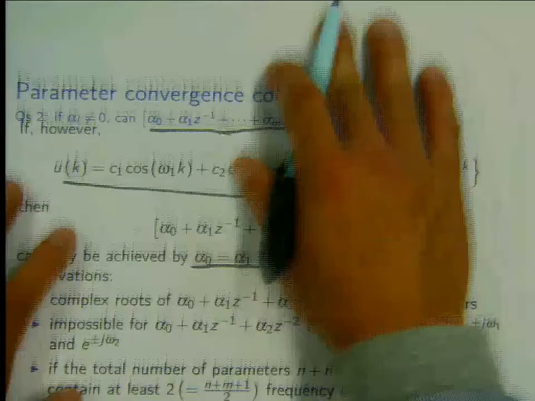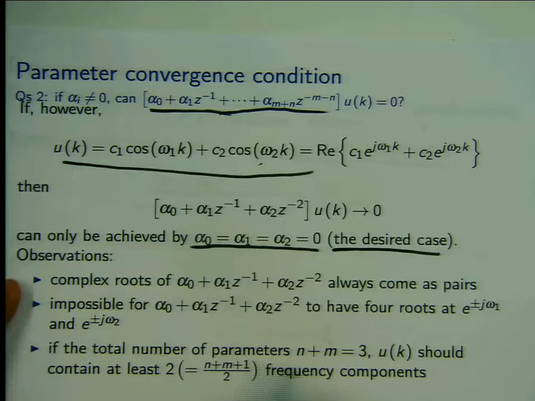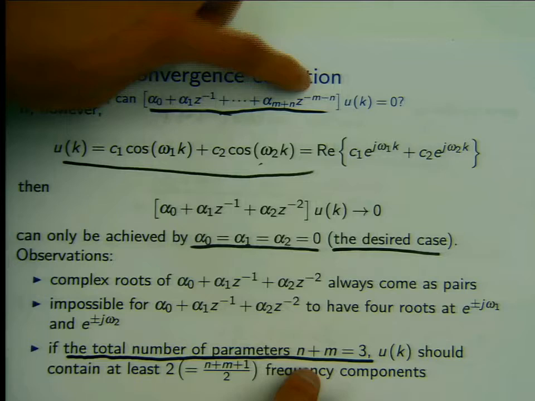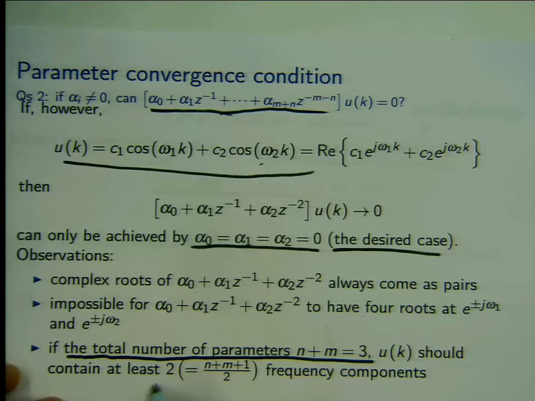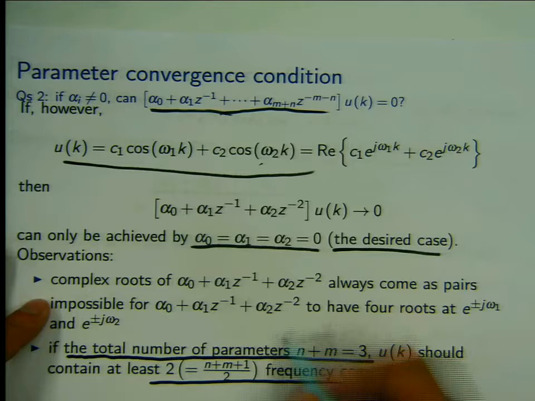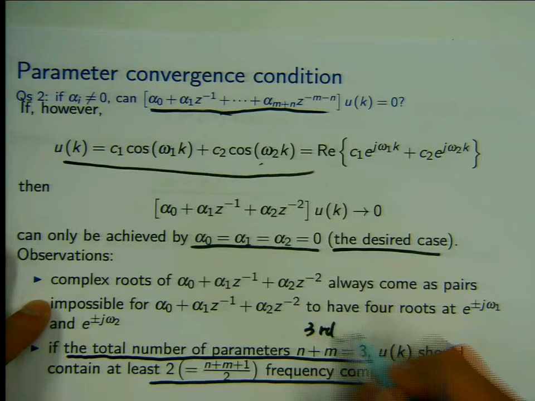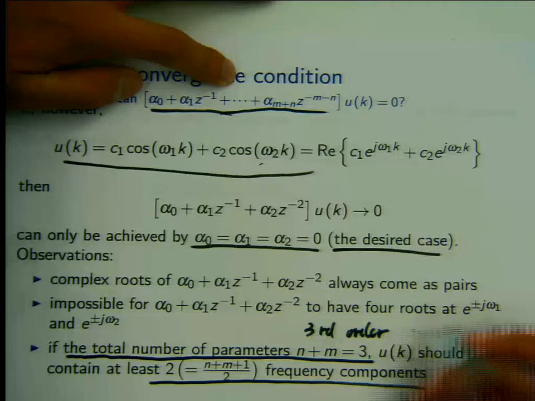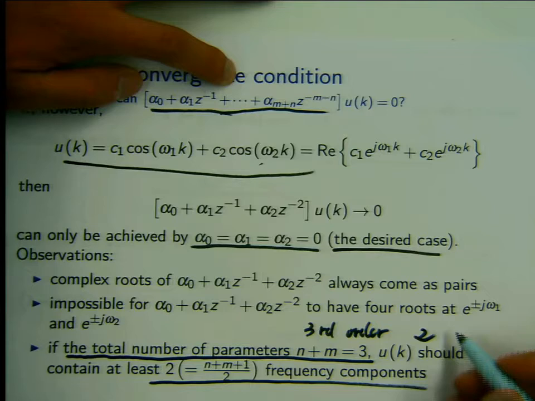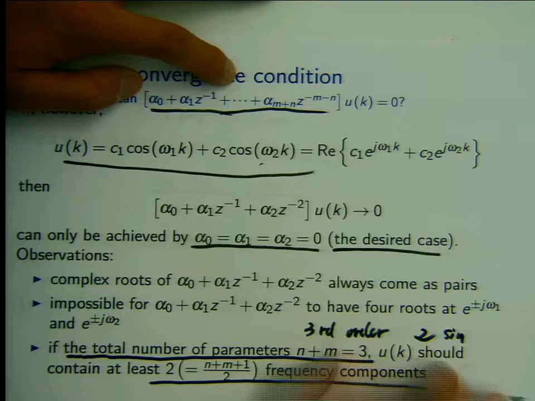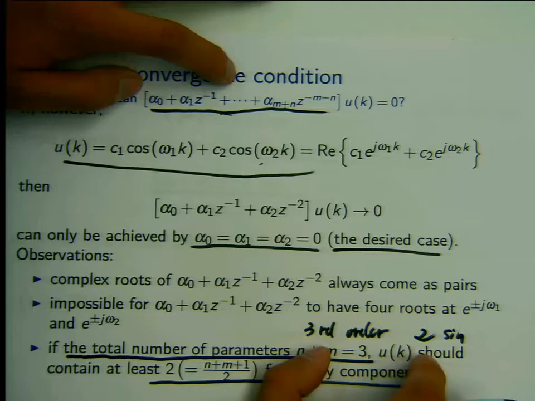Here's the final conclusion. If the total number of parameters, n plus m, is 3, then u_k should contain at least two frequency components. Let me put this in a simpler way. If the polynomial is third order, then u_k should at least contain two sine components to make this happen. It cannot be just one, because if you have one here, the third order polynomial will possibly give you this output to be 0. Okay?